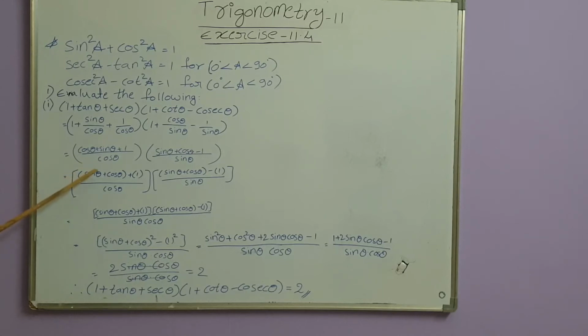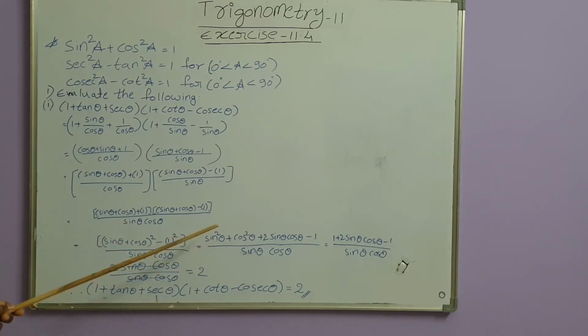See this, a is sin theta plus cos theta, b is 1. (a plus b) into (a minus b) is a square minus b square. So a is sin theta plus cos theta whole square, minus b is 1 whole square, by sin theta into cos theta. (a plus b) whole square formula is a square plus b square plus 2ab. So here a is sin theta, b is cos theta.